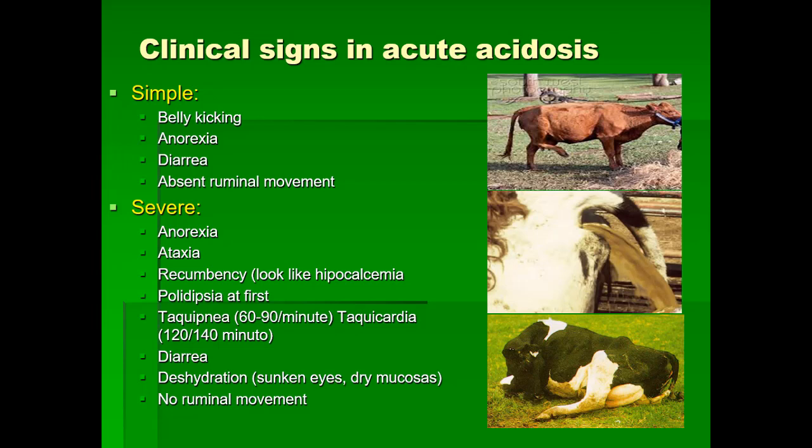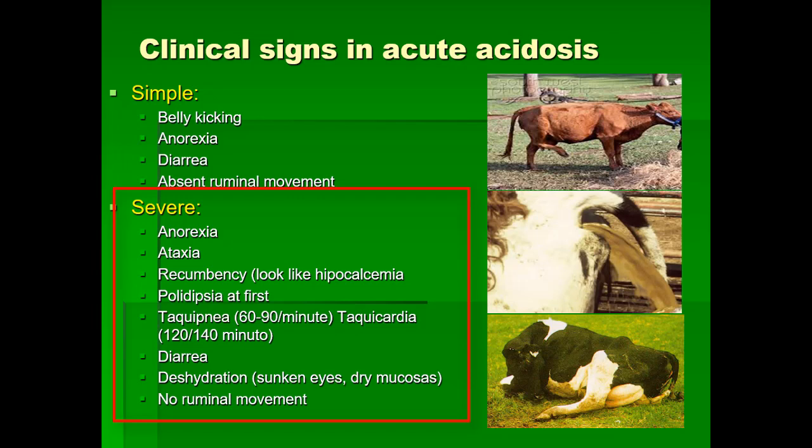So in simple acidosis, the animal will exhibit belly kicking, as we see on the top image, anorexia for several days. Diarrhea is a very common sign in 12 to 24 hours, and the absence of ruminal movements. The same signs will be seen with severe acidosis, but on top of that there will be ataxia, recumbency, that can look like a hypocalcemia syndrome.